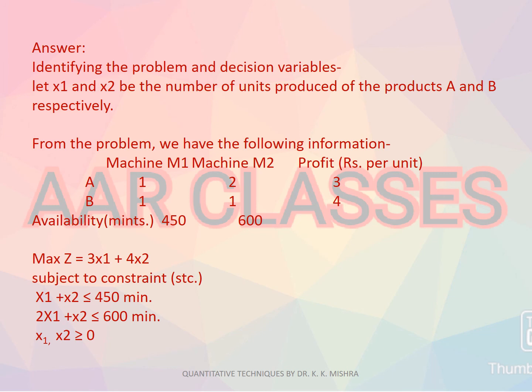Then, just note down in some matrix form here, say like A and B, now for machine M1, machine M2, and profit and availability of the resources. That way, as you are seeing here, you can note it down, and then you can finally formulate the problem as maximum z equals 3x1 plus 4x2, subject to constraints. We normally write it in short form as s.t.c., wherein you see x1 plus x2 is less than or equal to 450 minutes and 2x1 plus x2 is less than or equal to 600 minutes, x1, x2 greater than or equal to 0. So this is the typical mathematical formulation.